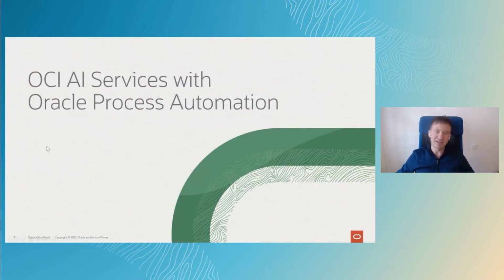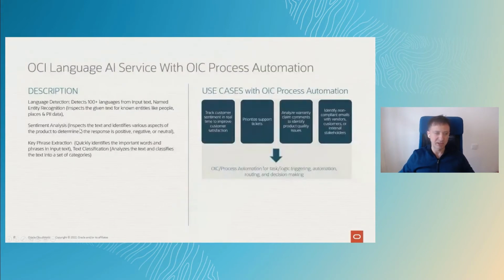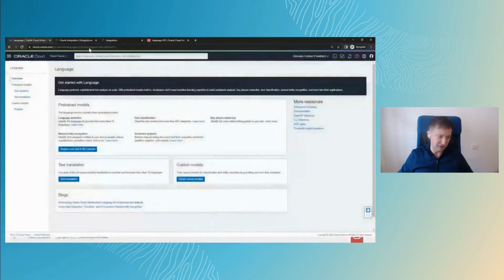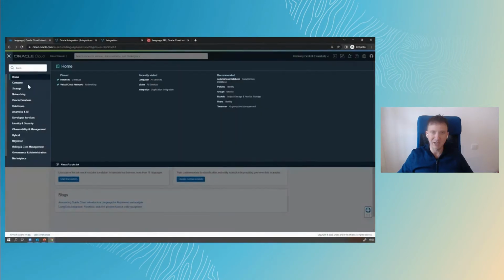So let's go now in detail, service by service, and put them in context with the process automation and integration. The first one would be the language service. Language service is about detecting languages, sentiment analysis, key phrase extraction, and more. This will not be an extensive presentation on AI services, rather to put them in context with the process automation. Let us now open the OCI console. I will try to do this by visualizing the place where AI services are, so you can find them.